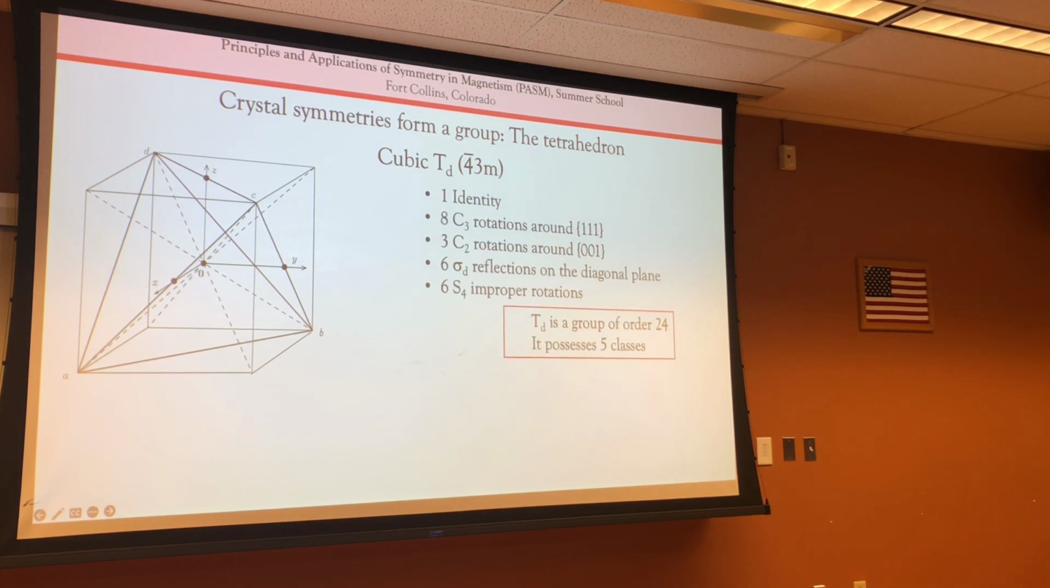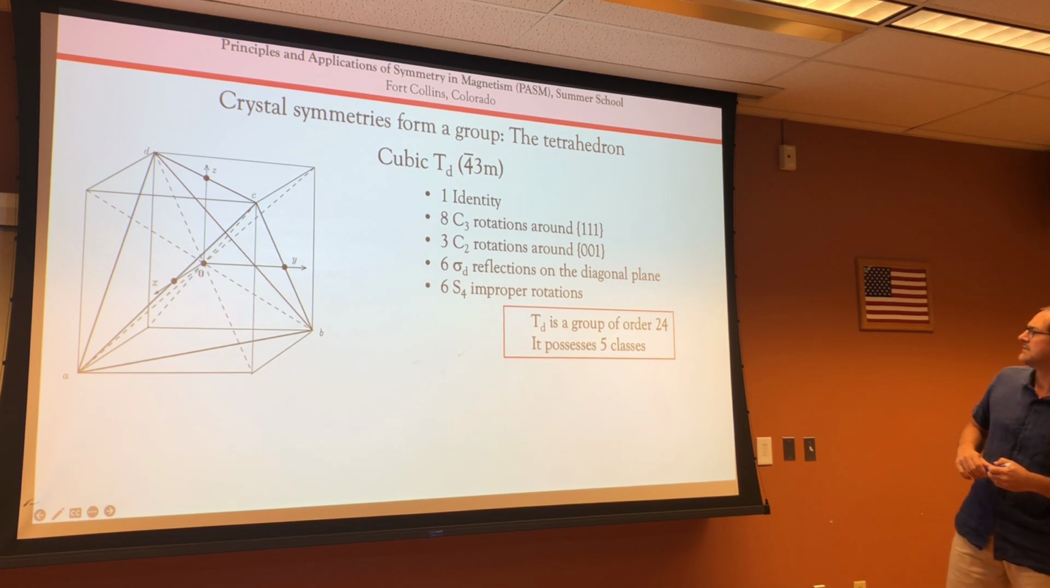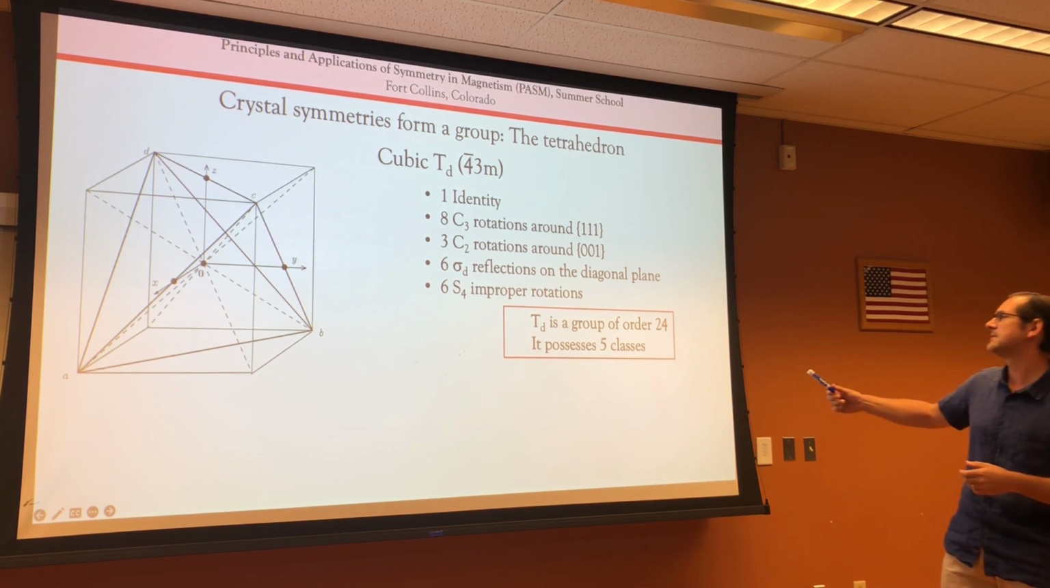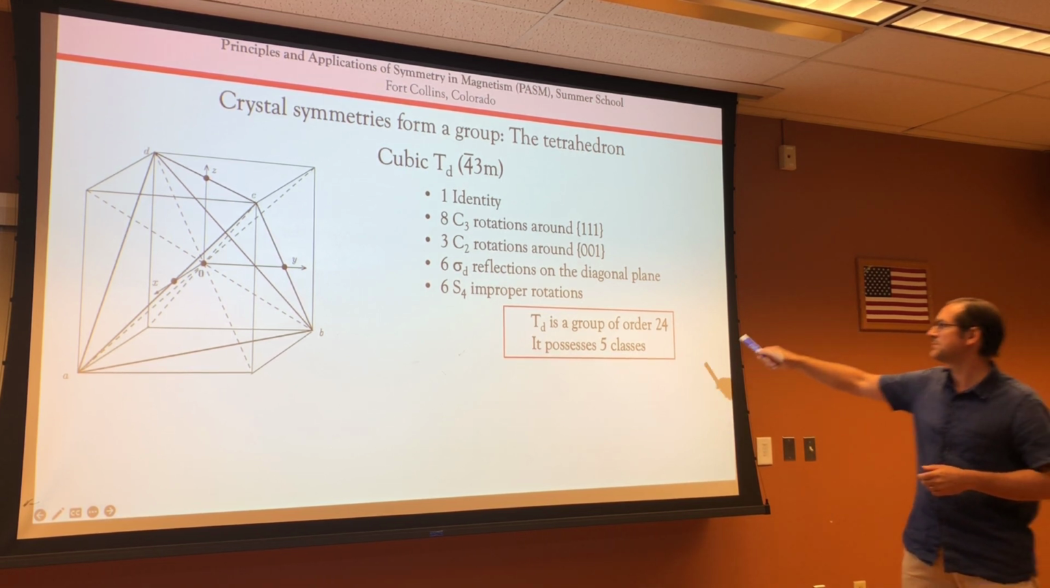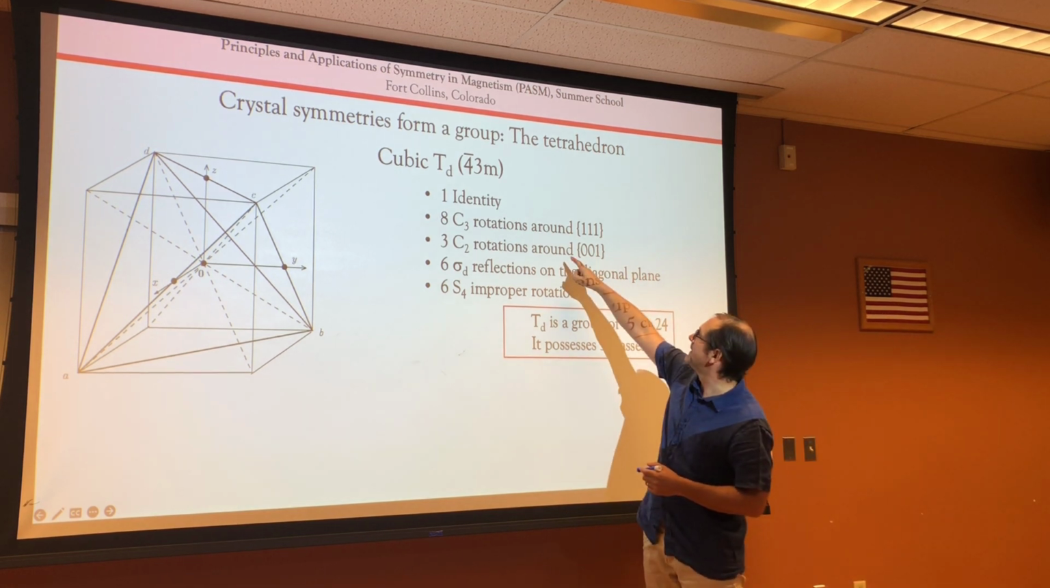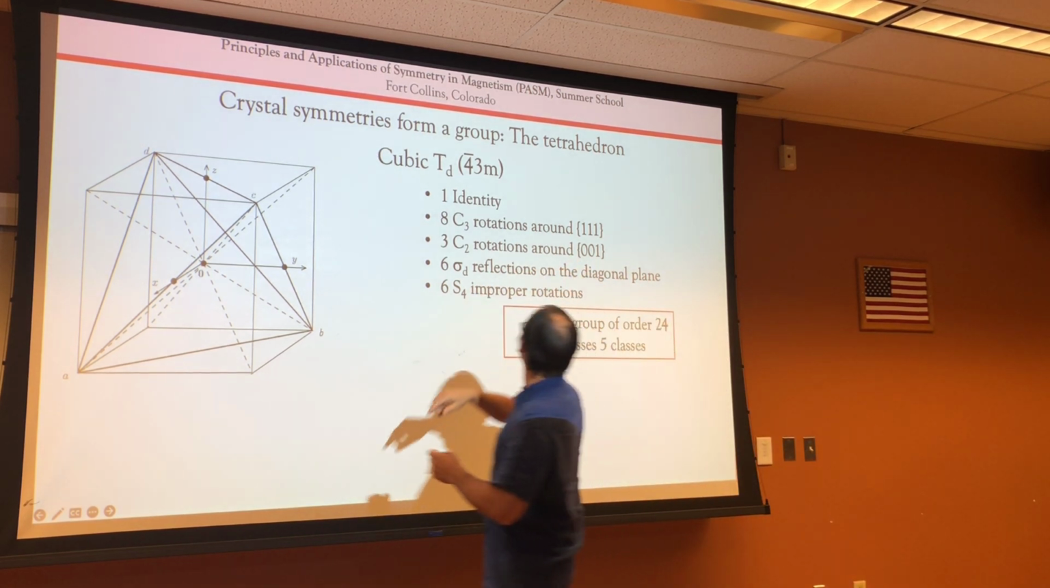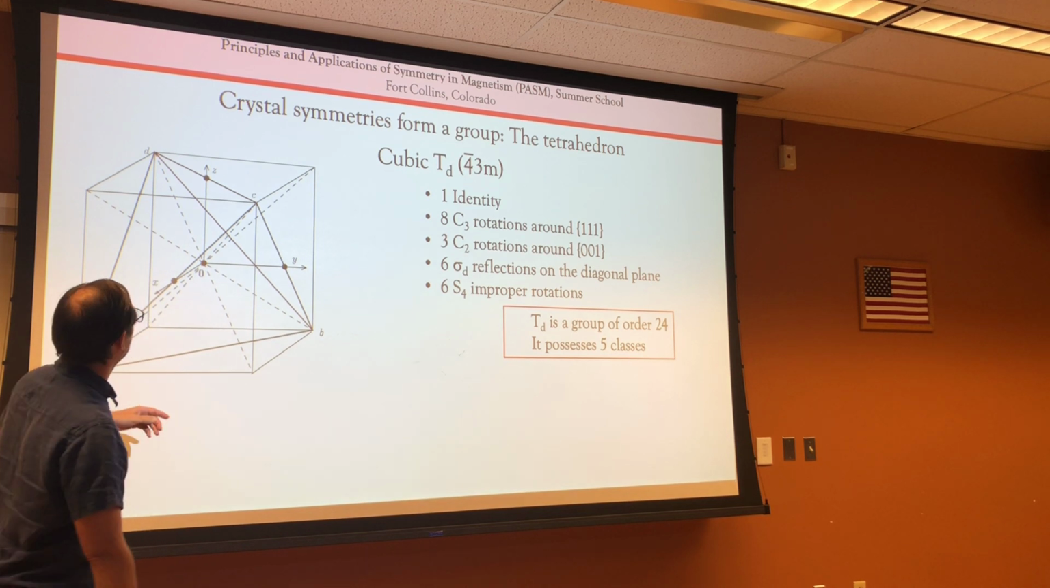Well, then you have, yeah, okay, like 20. No, it's 27. No, it's not. No, I think it's 48. Or is it? No, it's fine. It's 24. So we have the identity. We have 8 C3 rotations on the 1-1-1 direction.